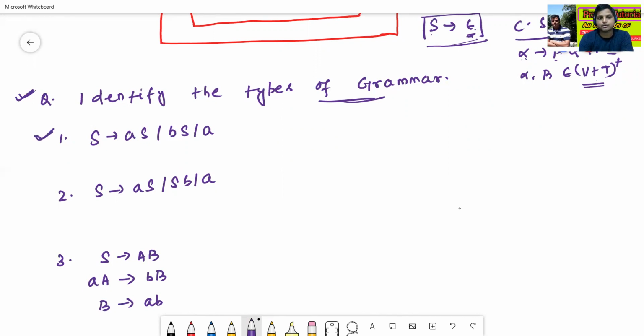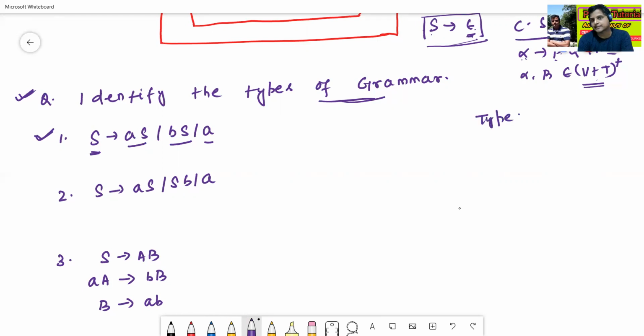The first grammar is S to AS, AS to AS, BS, A. Always when the question is to just identify the types of grammar, we should start checking from type 3 grammar. If it is not type 3, then we'll check type 2. If it is not type 2, then we'll check type 1. If it is not type 1, then we'll check type 0 grammar.